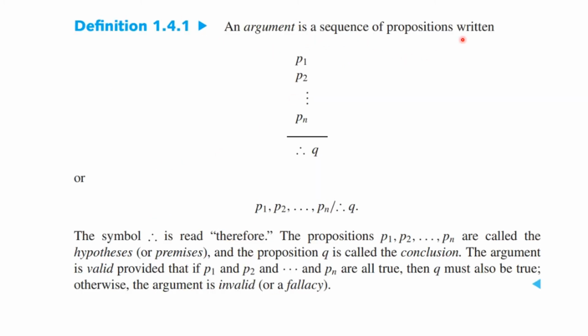An argument is a sequence of propositions, often written this way, P1 through Pn, above the line. So this is the if part, and then it is therefore Q below the line. Or sometimes it's written this way. That symbol means therefore. So the propositions, P1 through Pn, are called the hypothesis or premises, and the proposition Q is called the conclusion. The argument is valid if all of these are true, that is, the conjunction of them is true, then Q must also be true. Otherwise, the argument is invalid, or sometimes called a fallacy.